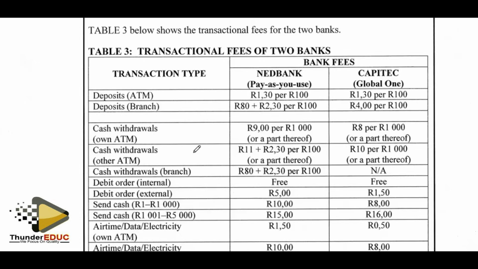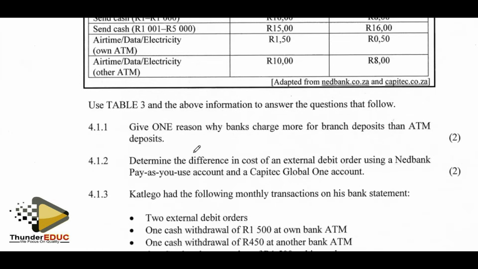Let's look at question number 4. Give one reason why banks charge more for branch deposits than the ATM. Because they want to encourage the use of ATMs, to avoid overcrowding inside the bank.